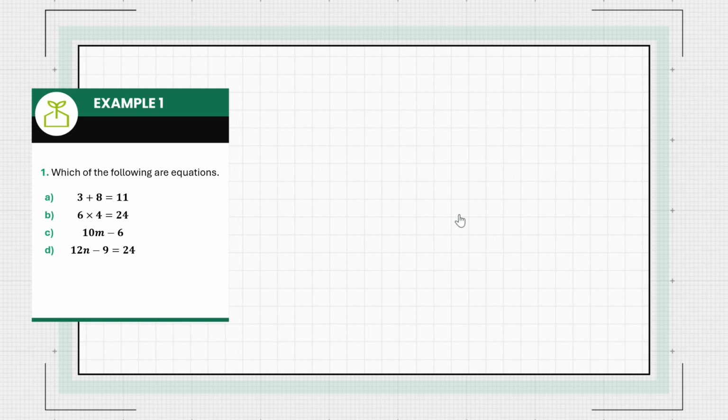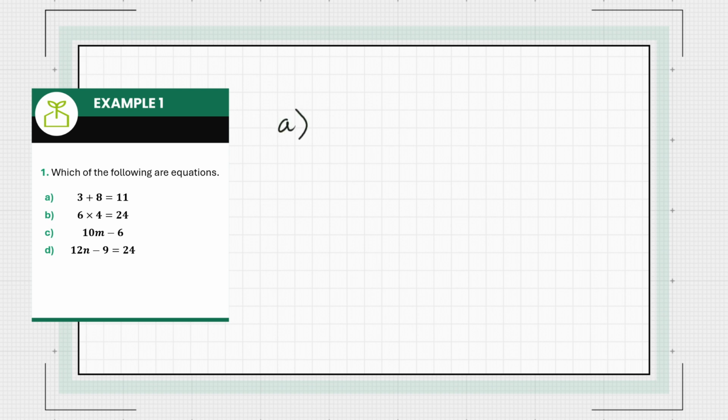Today we're going to be looking at our first episode on equations. The difference between an equation and an expression is that an equation has an equals sign as well as various terms and operators, whereas an expression does not. Now, our first question here is to determine which of the following are equations. So let's look at them quickly.